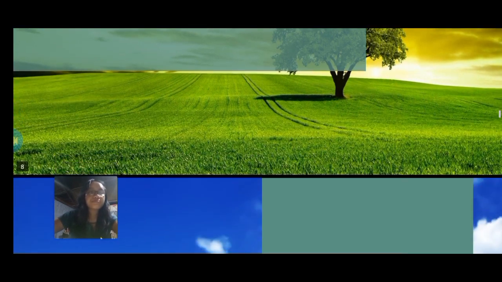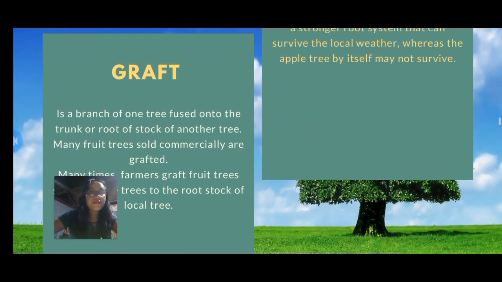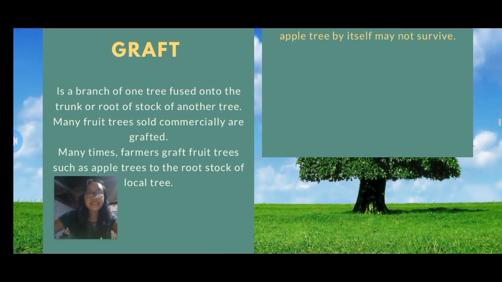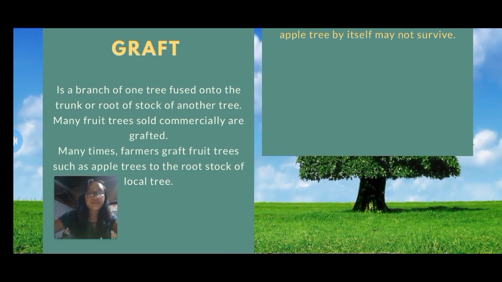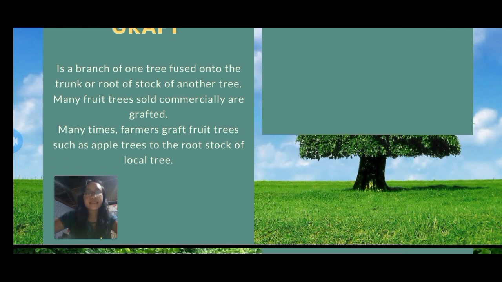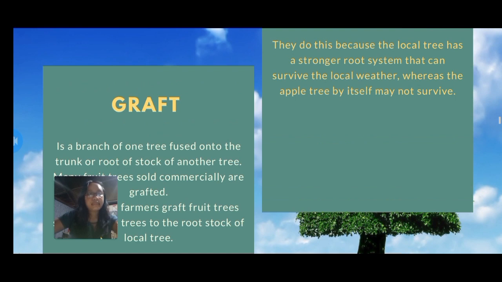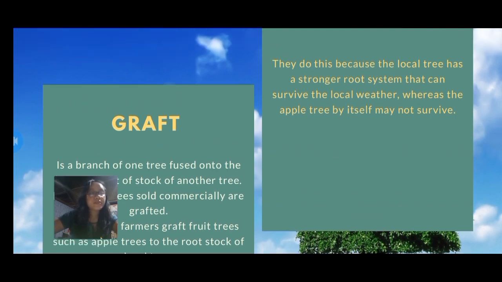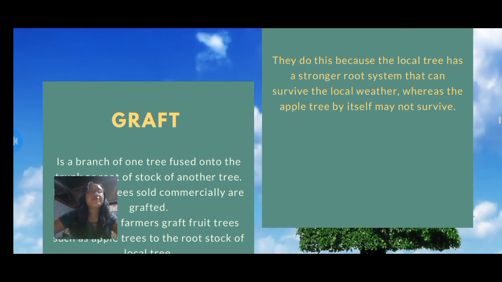So next we have here grafting. A graft is a branch of one tree fused onto the trunk or root stock of another tree. Many fruit trees sold commercially are grafted. Many times farmers graft fruit trees such as apple trees to the root stock of the local tree. They do this because the local tree has a stronger root system that can survive the local weather, whereas the apple tree by itself may not survive.